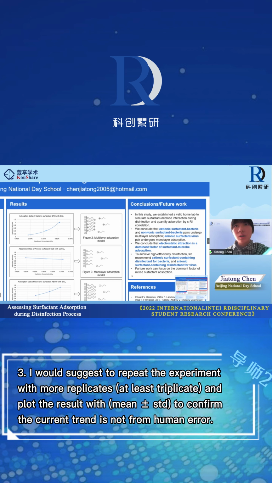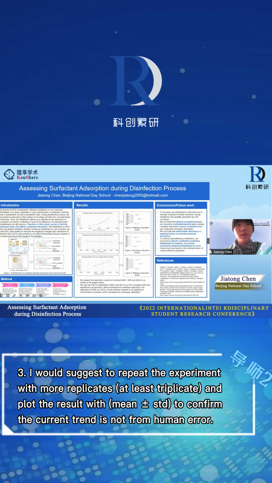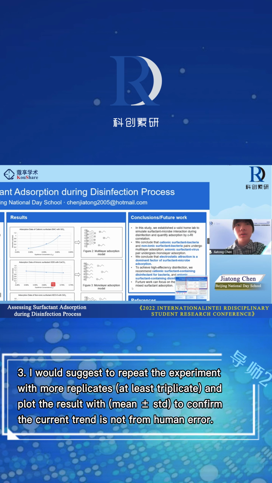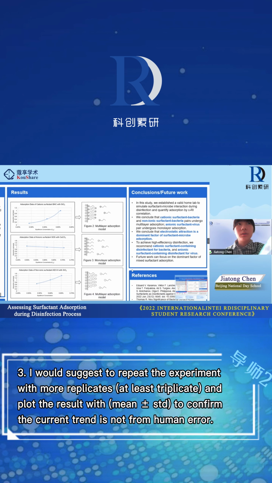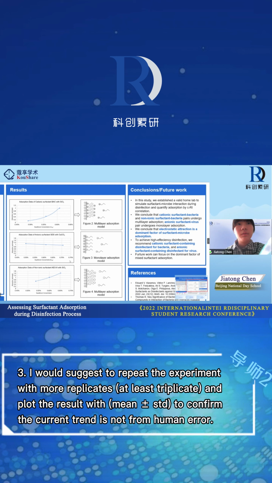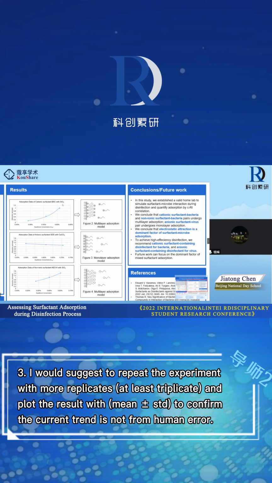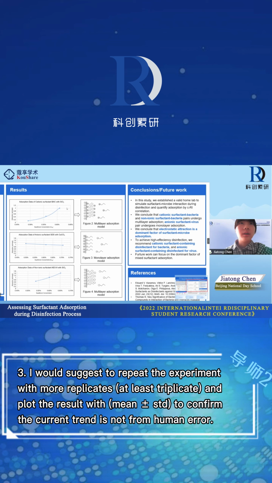So from comparing the different graphs in our results, we conclude that electrostatic attraction is a dominant factor of surfactant-microbe absorption, because in this first graph here, the cationic surfactant interacts with the silica powder, which has a negative charge when dispersed in water.